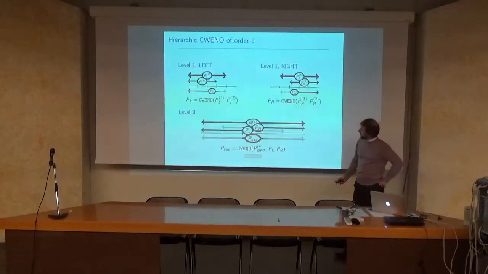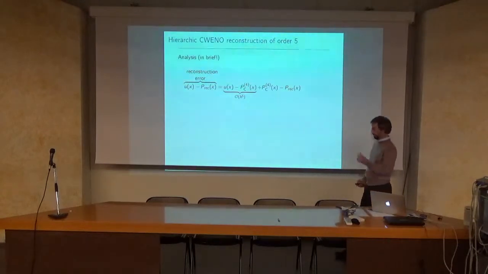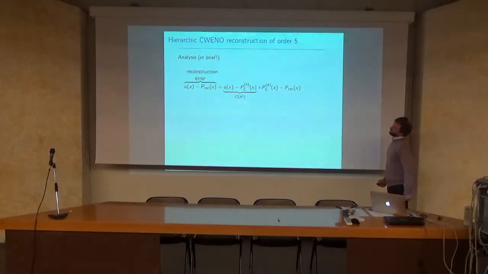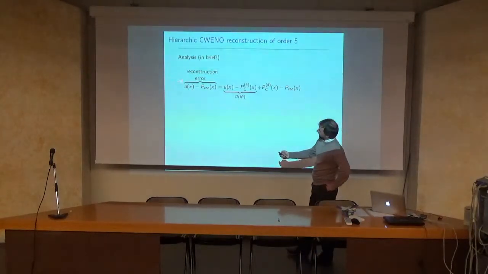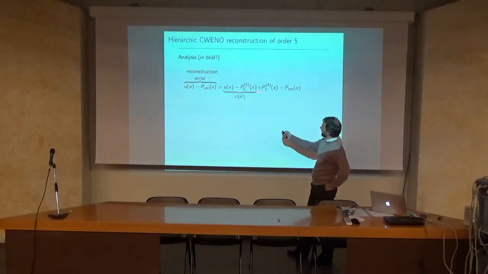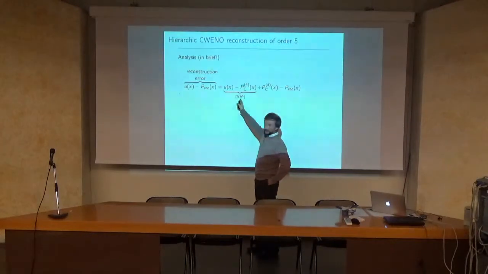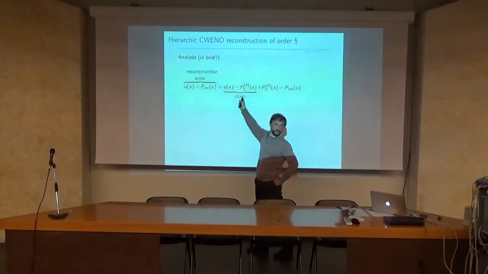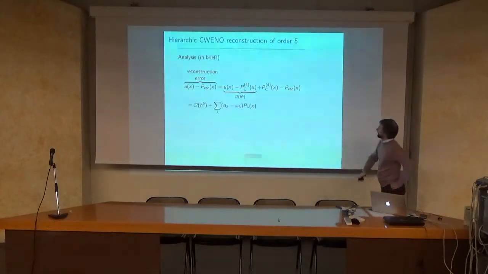Just a little point. If you want to analyze the error of these reconstructions, what you do is you compare the exact solution with the reconstruction polynomial. You just add and subtract the optimal polynomial, which in this case is the quartic. This gives you this estimate, because it's just a polynomial interpolation estimate, and you're left with this other part on the left.